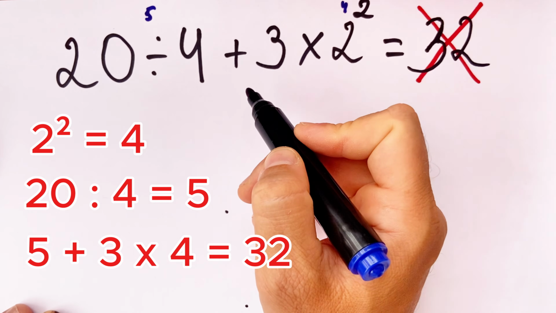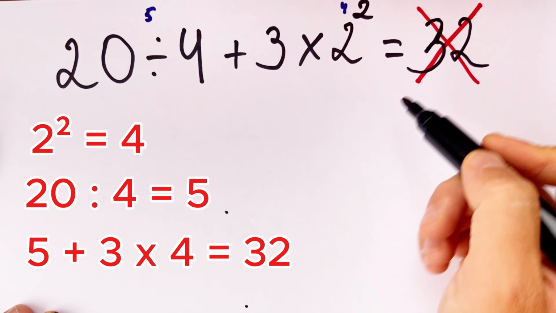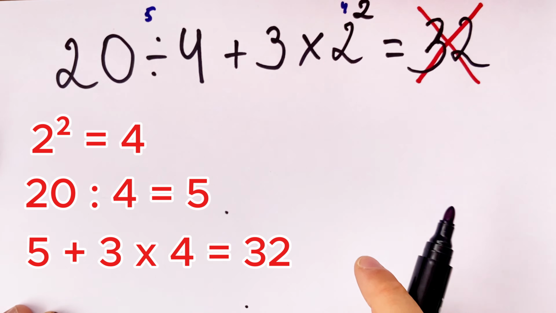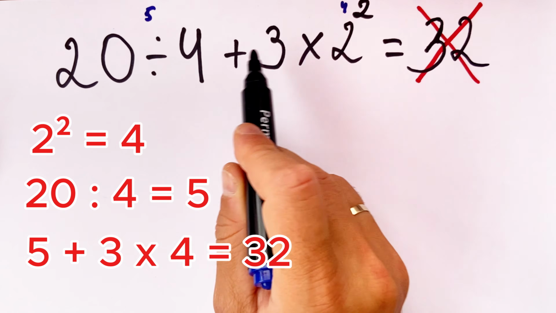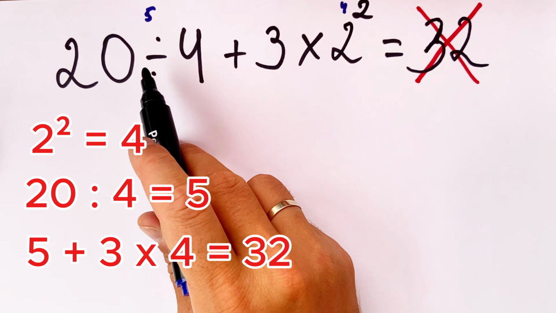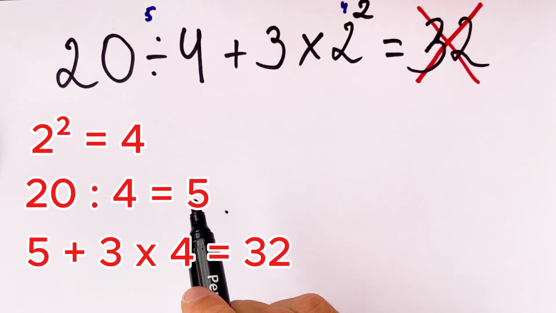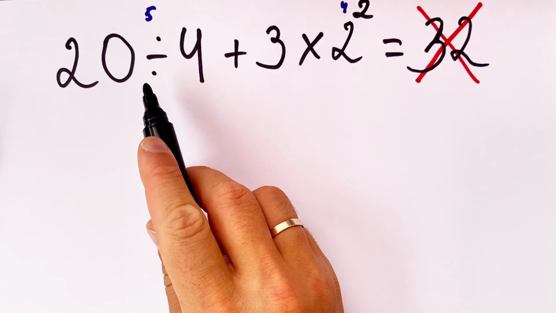Continuing left to right, 5 plus 3 equals 8. Finally, 8 times 4 equals 32. So they get 32. But this is wrong because they treated addition the same as multiplication and division.